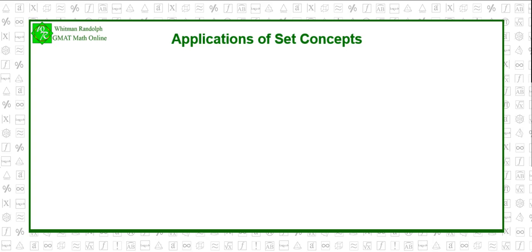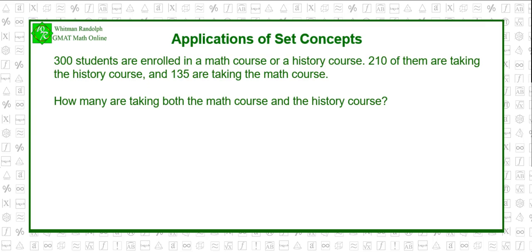Let's look at a problem that can be solved by using sets. 300 students are enrolled in a math course or a history course. 210 of them are taking the history course, and 135 are taking the math course. How many are taking both the math course and the history course?